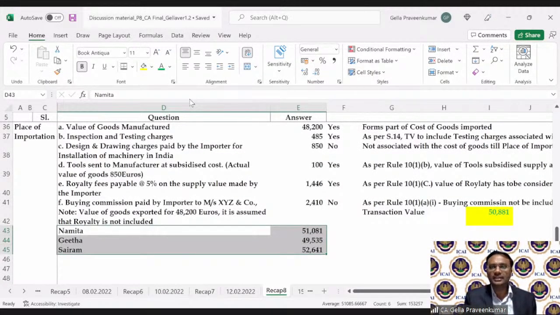Geeta is asking this question: amount paid by the importer does not come and buying commission also not to be considered. Yes, Geeta. Namita says value of goods 51,731. Please cross check, Namita. Namita, again, you have given 51,731 euros. Hope you have understood this 50,881.